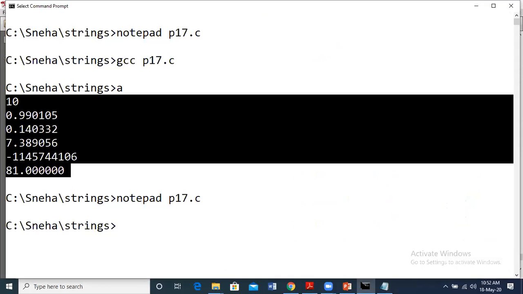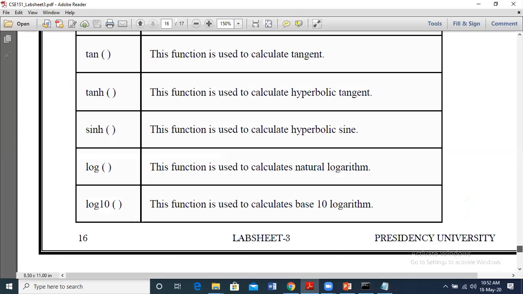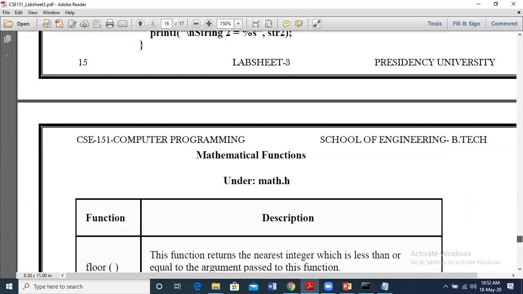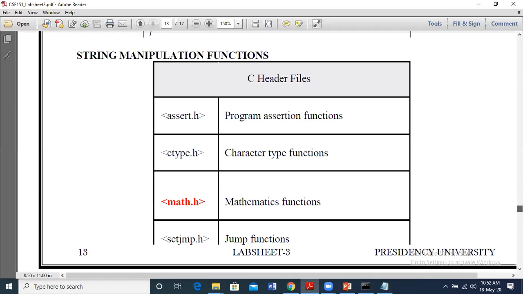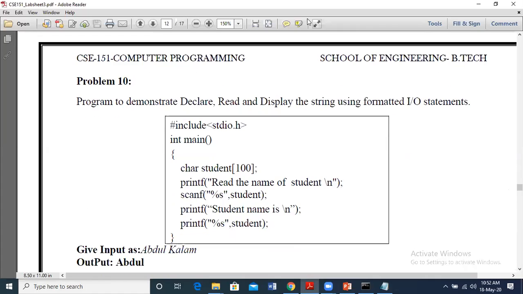Okay. So this is the lab sheet. So this completes module 3. Okay. Execute all these programs, go through them. Anywhere you get doubt, feel free to ask. Okay. All of you, please enter your name and roll number in the chat box.